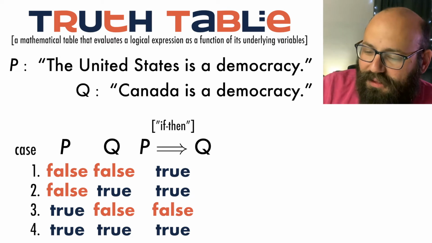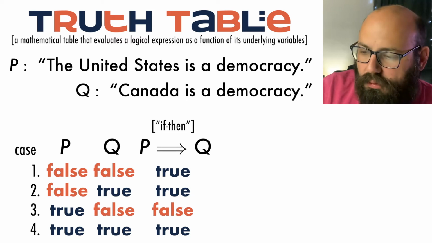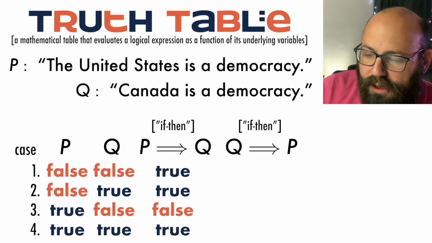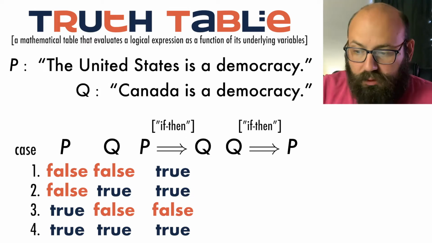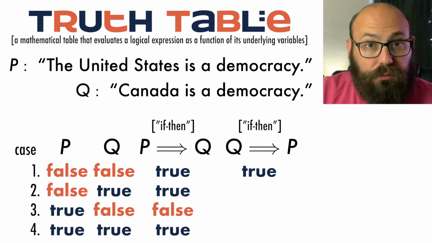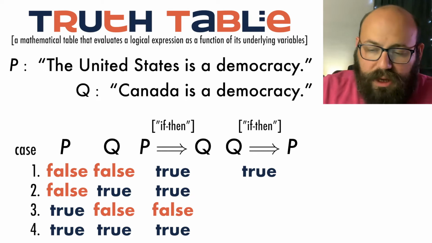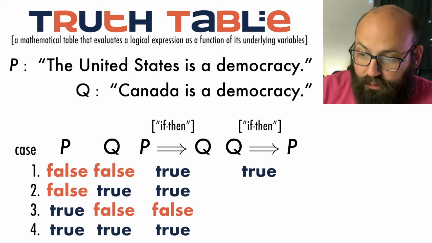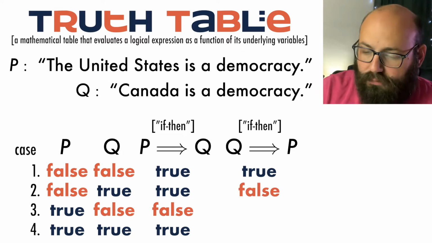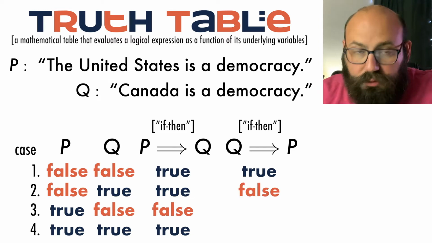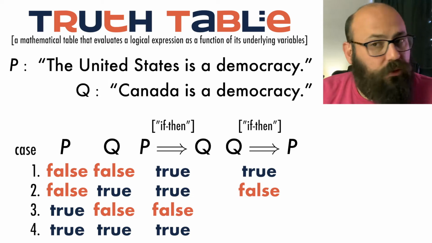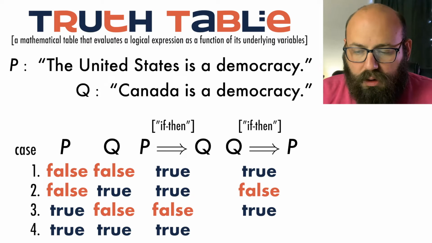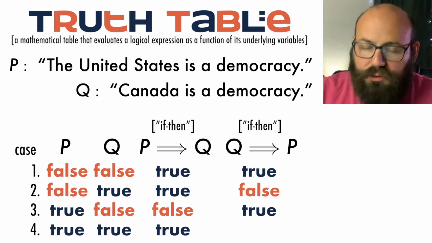Just for fun, let's look through if Q, then P. Okay? Well, in case 1, Q is false, so vacuously, the statement is true. Okay? In case 2, Q is true and P is false. We would be angry, so that's an F. In case 3, Q is false, we don't have to do any more. The statement is vacuously true. And in case 4, both Q and P are true, so we get a true.